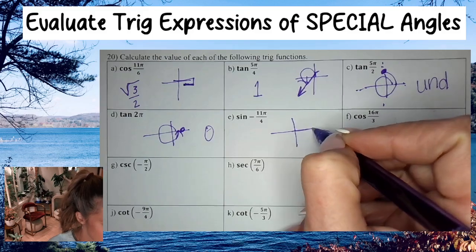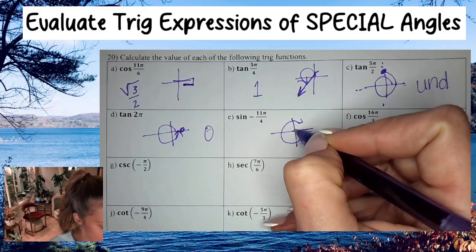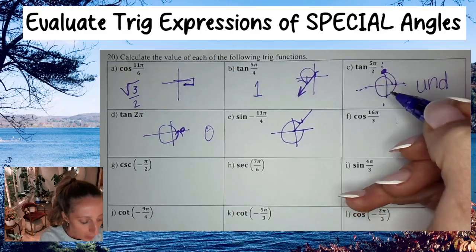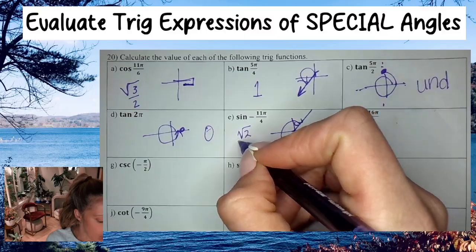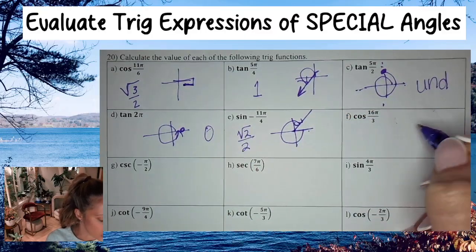Sine of negative 11 pi over 4, that means I go all the way around, and I am terminating right here in the middle of quadrant 1. Over medium, up medium. Sine is my up. I'm going up medium, root 2 over 2.